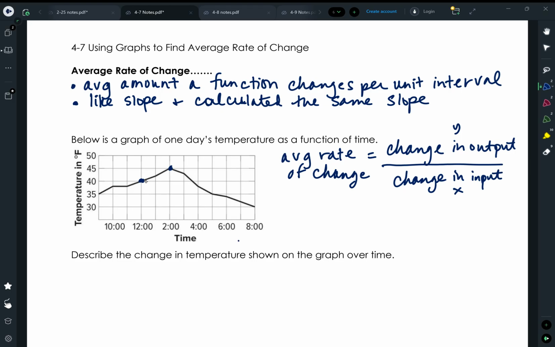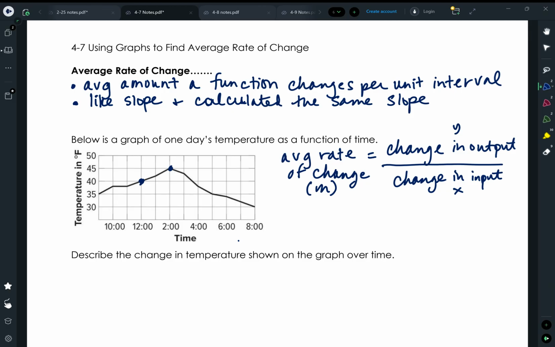Or my change in my y, I went from 40 to 45. Well, my change in y would be 45 minus 40. I would subtract to find that difference because we're looking at how much they're changing by. And again, this is kind of like an M, because when I'm finding that difference between 40 and 45, I'm really subtracting them. That's y2 minus y1. It's the same thing. So we're just using it in a different context now.